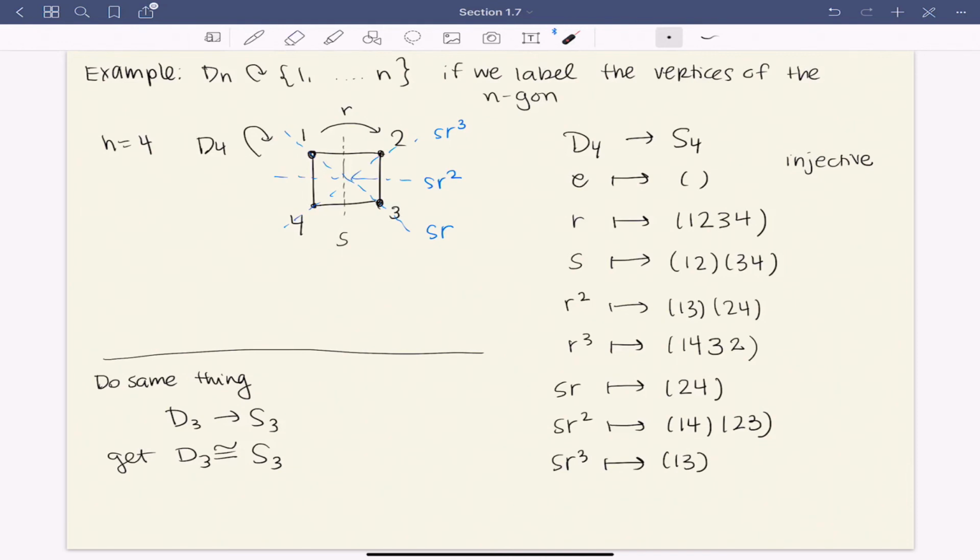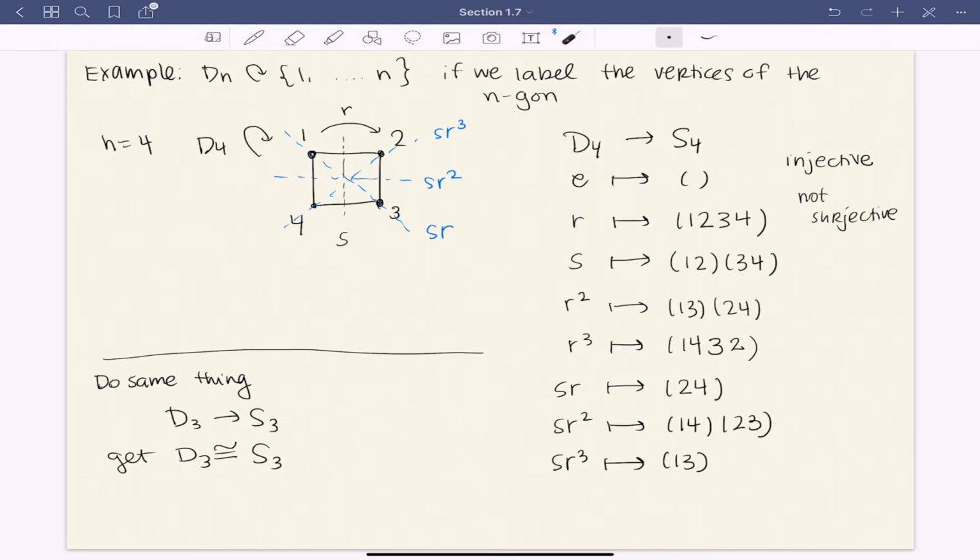That is to be expected because we define D4 to be all the different ways we can move the square. If two of them were the same, then they wouldn't be different ways to move the square. But it's not surjective, right? So the square has its own structure, and S4 doesn't care about that. So S4 would contain, for example, a 3 cycle, but D4 doesn't have any 3 cycles. There's no way for these 3 vertices to move without 4 moving and keeping a square.